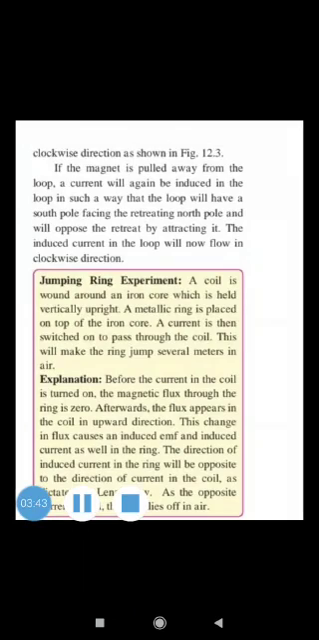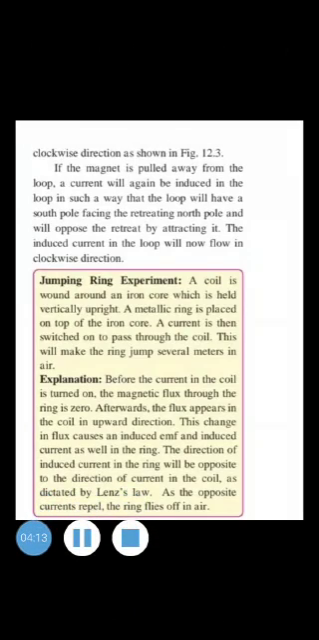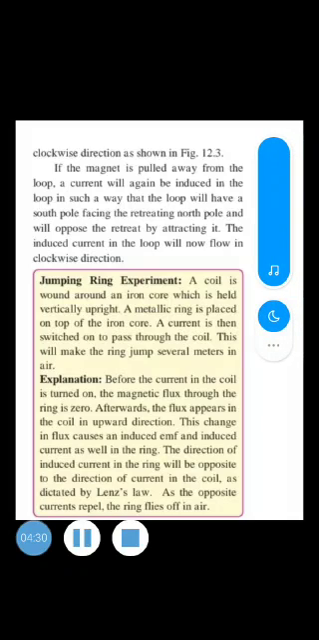When the magnet is pulled away, current is again induced. That is, the north pole of the magnet moves suddenly towards the loop and then suddenly away from the loop. When the magnet is pulled away, a current is again induced in the loop such that the loop will have a south pole facing the north pole, and will oppose the retreat of the magnet by attracting it. The direction of the induced current changes when the magnet is pulled away from the loop. This is the first application.